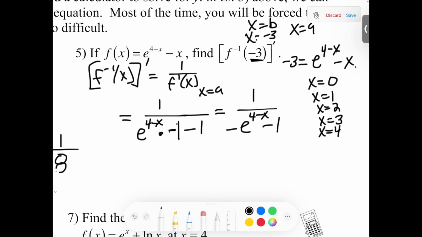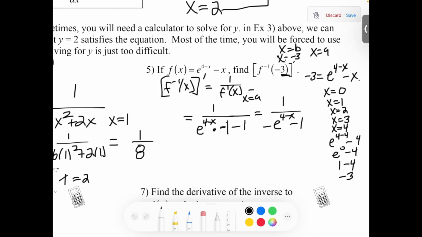But if we try x equals 4, we get e to the 4 minus 4, minus 4. E to the 4 minus 4 is e to the 0, minus 4. E to the 0 is 1, and 1 minus 4 is -3. So the number that we're actually going to plug in, x equals a, would be x equals 4.